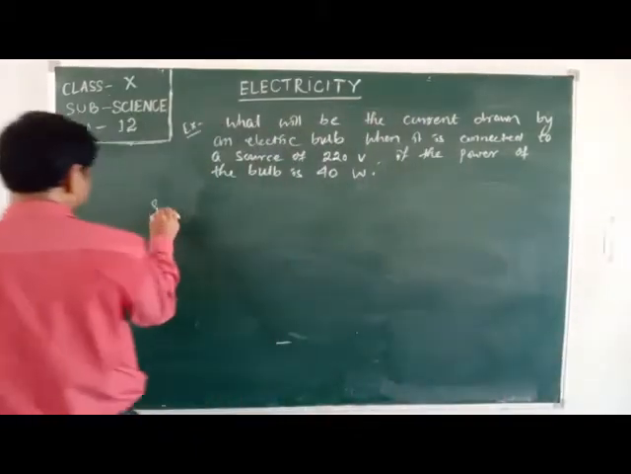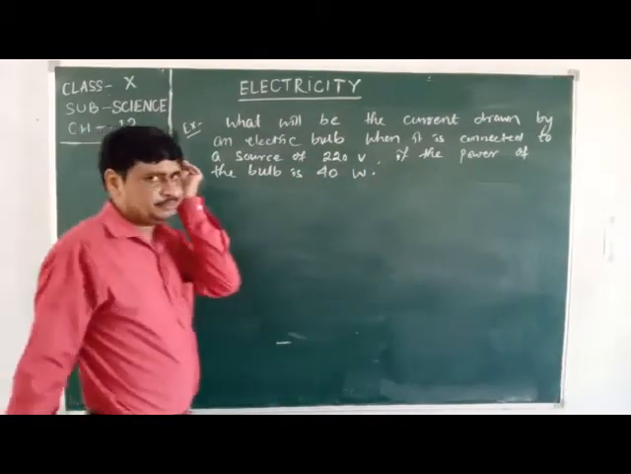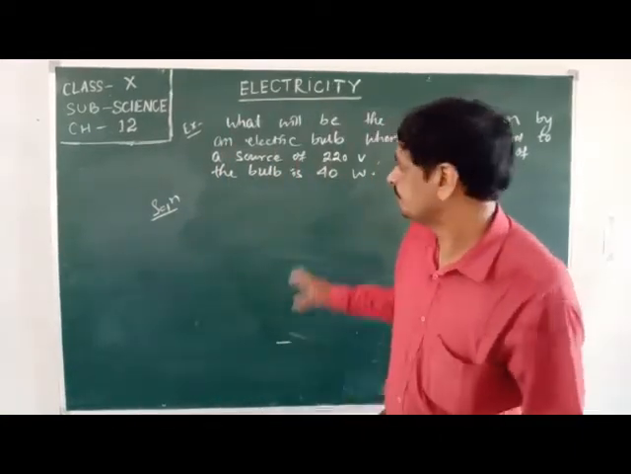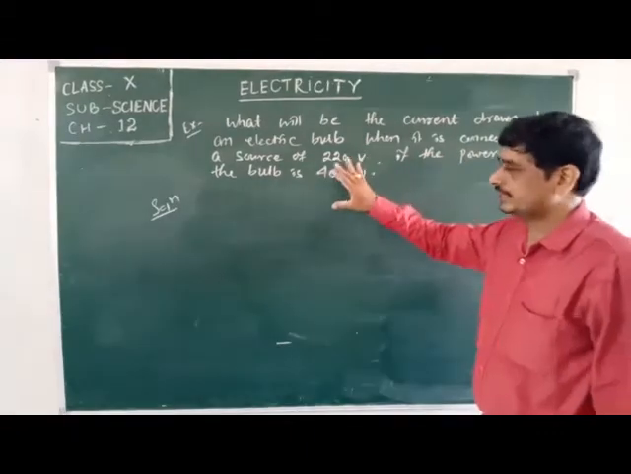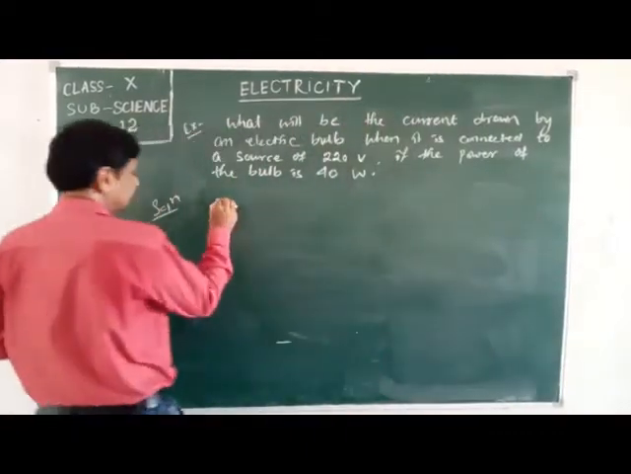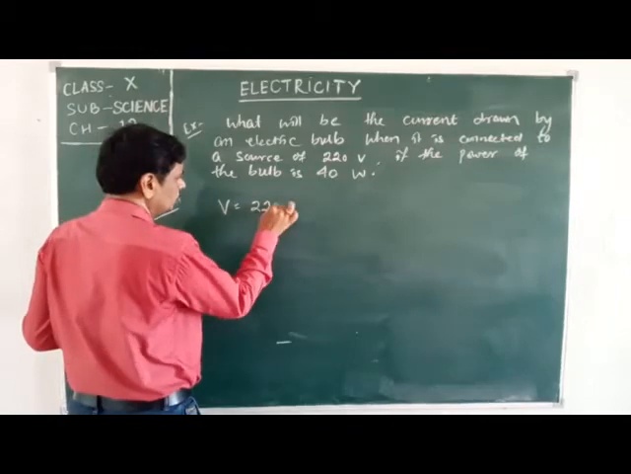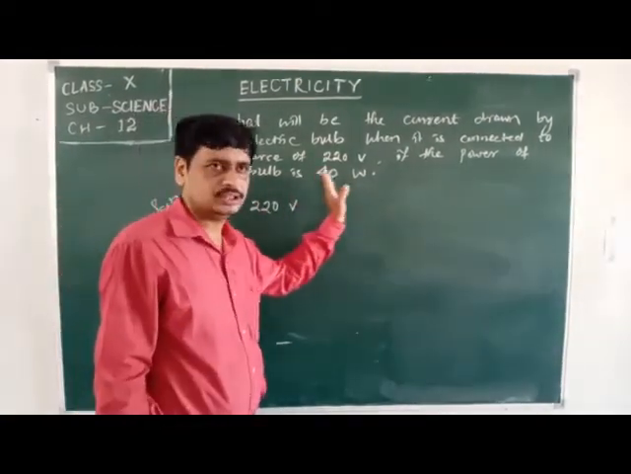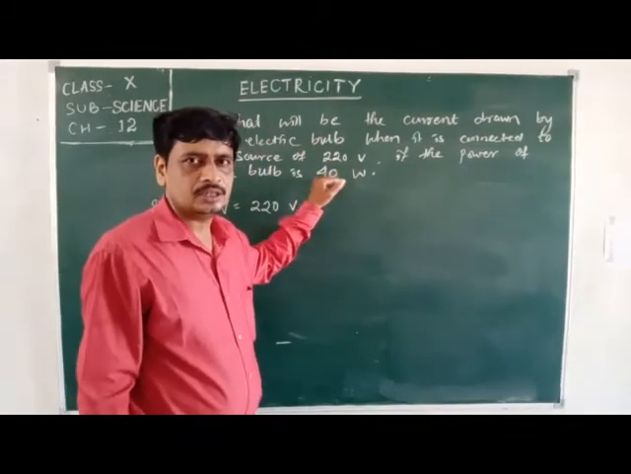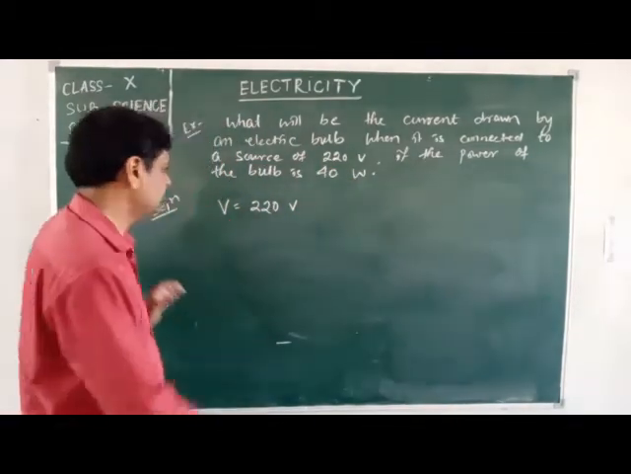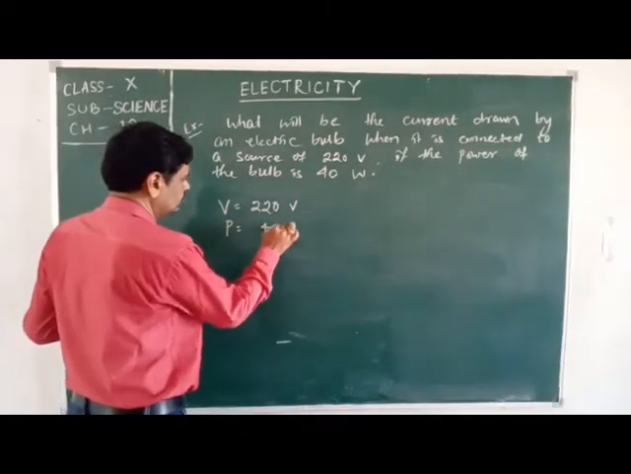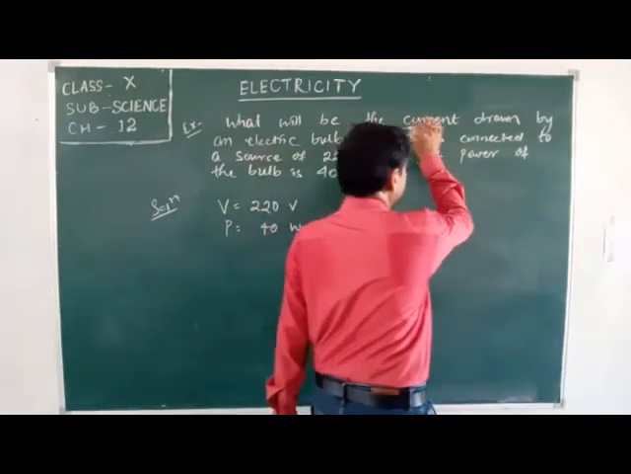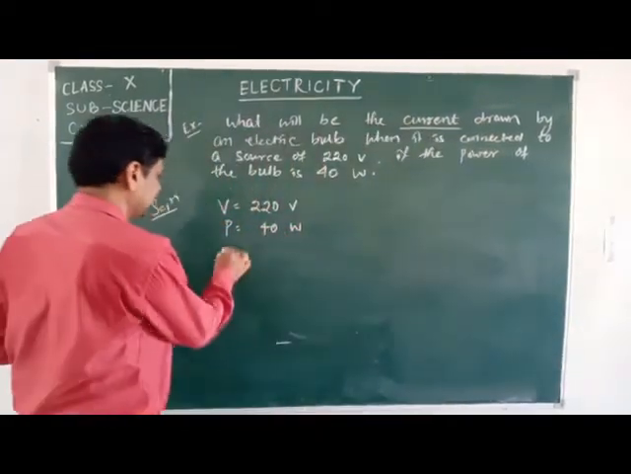How to solve it? First we have to mention the quantities whose values are already given. 220 volt is the potential difference, that is V. V is equal to 220 volt. Next, it is given 40 watt, that is power. P is equal to 40 watt. And we have to find electric current. We have to find I.